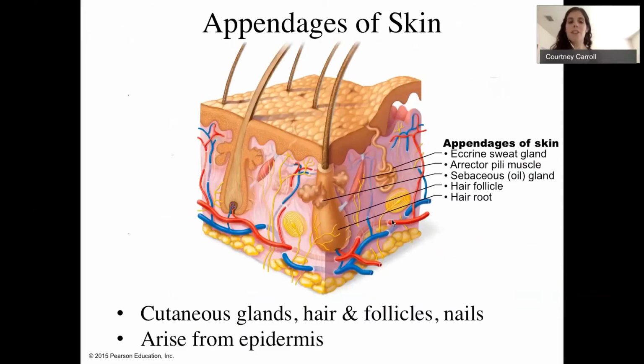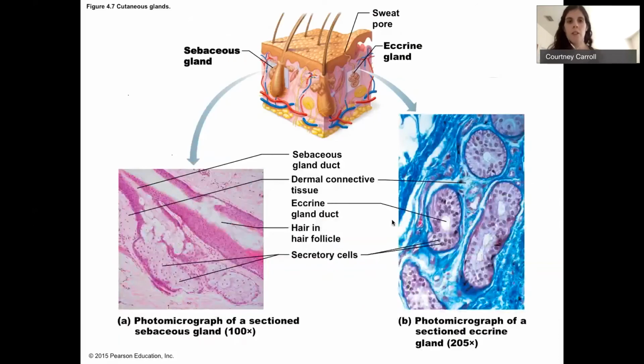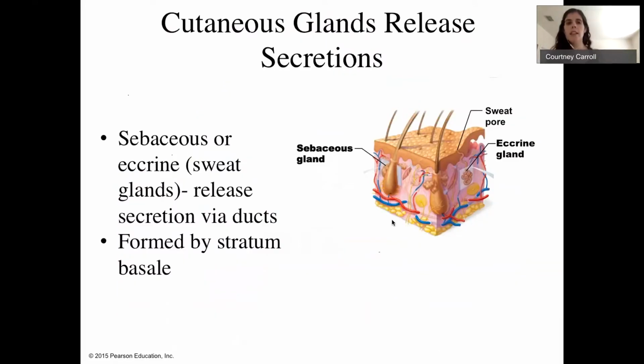Let's talk about the appendages of our skin, our glands, our hair, and our nails. All of these arise in our skin. Let's talk about our glands first. We've got sweat glands and oil glands. These are both types of cutaneous glands, which means glands of the skin, and they release secretions. Our sebaceous or eccrine glands are going to release secretions via ducts, and they're formed by cells in that stratum basale, the basal layer of our epidermis.